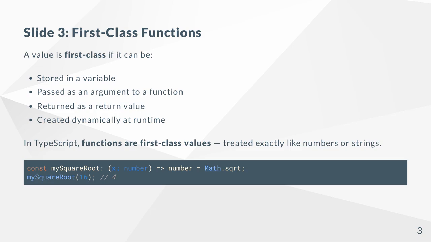A value is first class if it can be stored in a variable, passed as an argument to a function, returned as a return value, and created dynamically at runtime. In TypeScript, functions are first-class values, treated exactly like numbers or strings. We can assign Math.sqrt to a variable. We can call the variable just like we would call Math.sqrt directly. This one idea, functions as values, unlocks a dramatically different way of writing software.